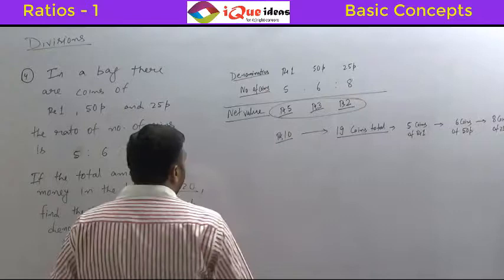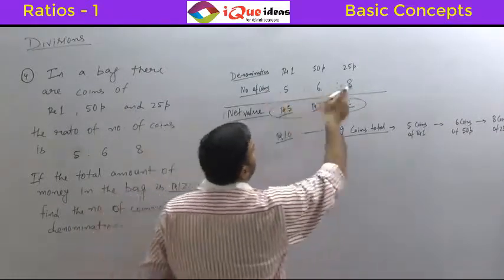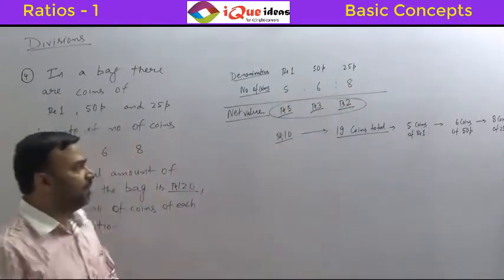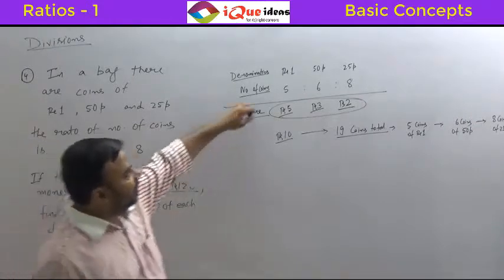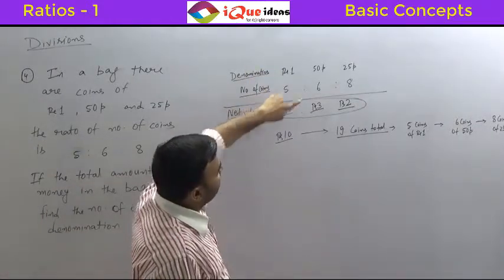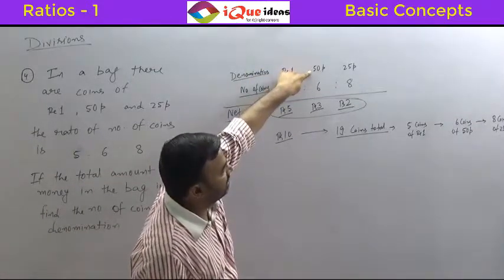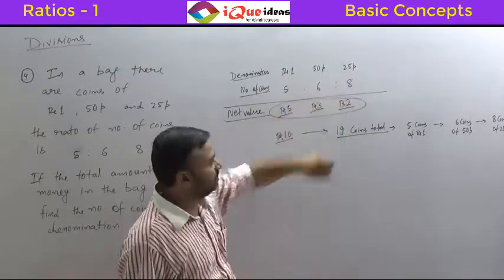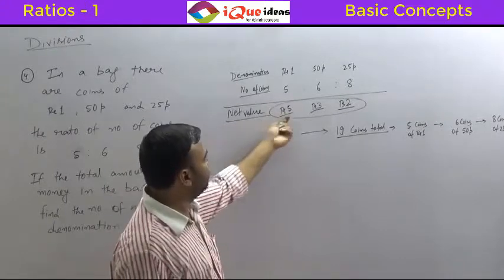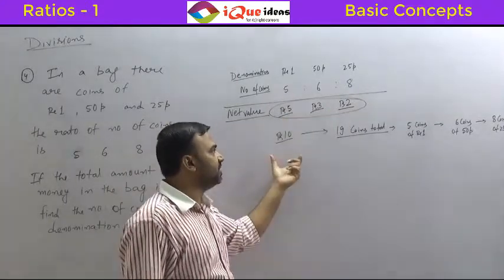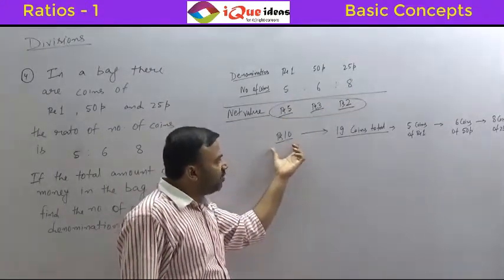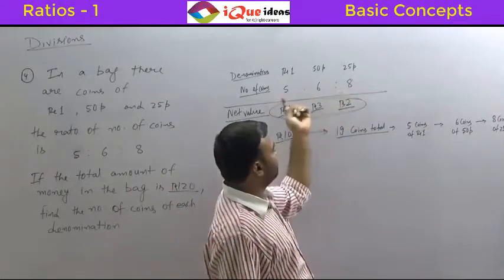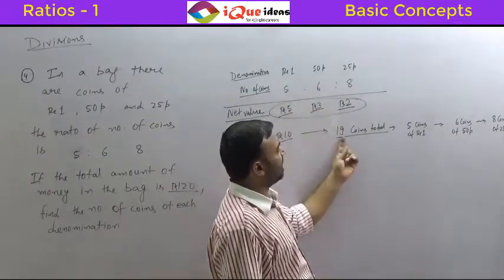Look at this again. What did we do? We took this 5, 6 and 8 as the original number of coins. Then the values will become 5 coins into 1 rupee, so 5 rupees. 6 coins into 50 paisa, so 300 paisa, that is 3 rupees. 8 coins into 25 paisa, that is 200 paisa, that is 2 rupees. So the net value will be 5 rupees, 3 rupees, 2 rupees. So total amount 10 rupees. So in a total value of 10 rupees, in this type of situation, the total number of coins should be 19.